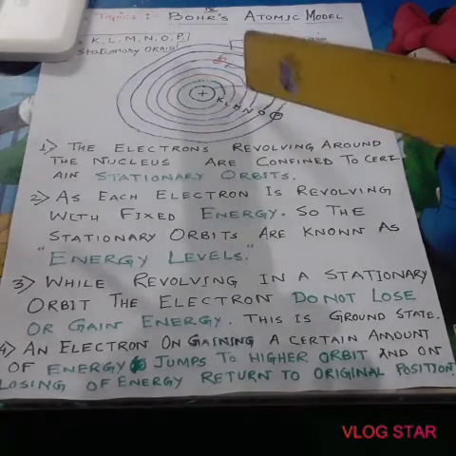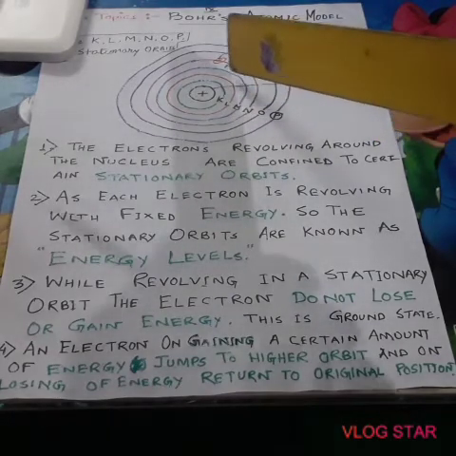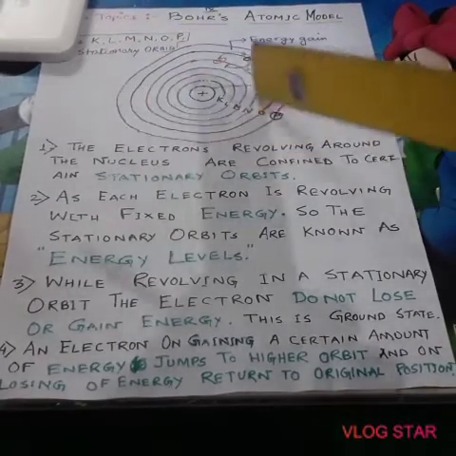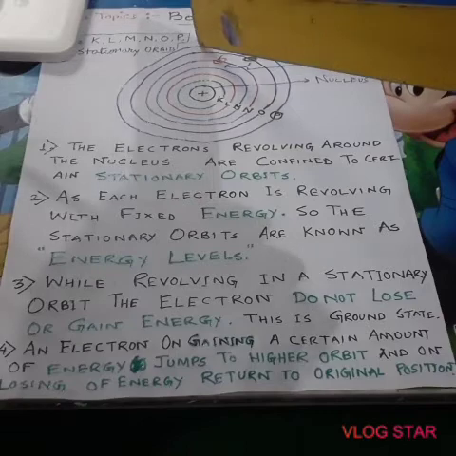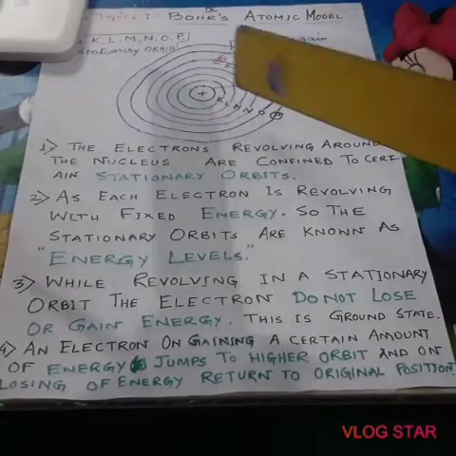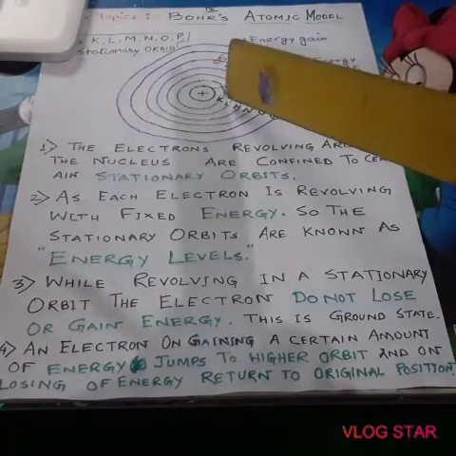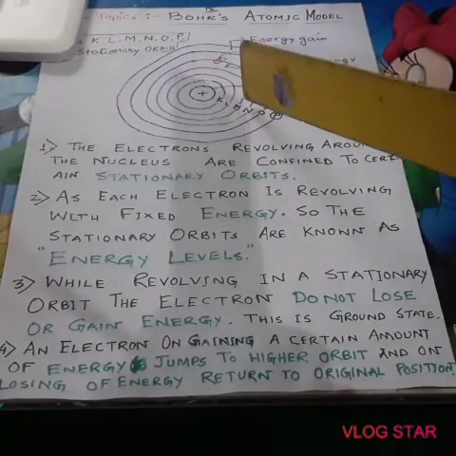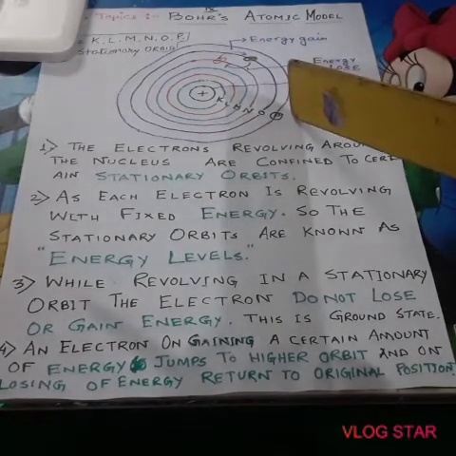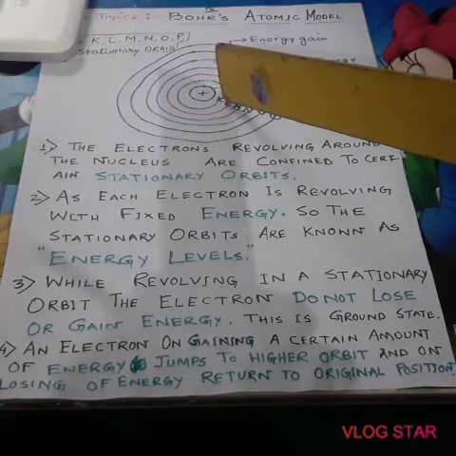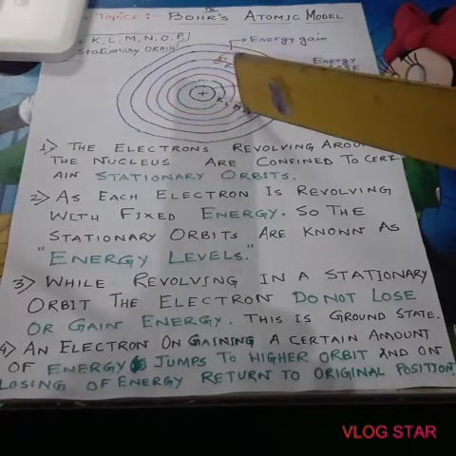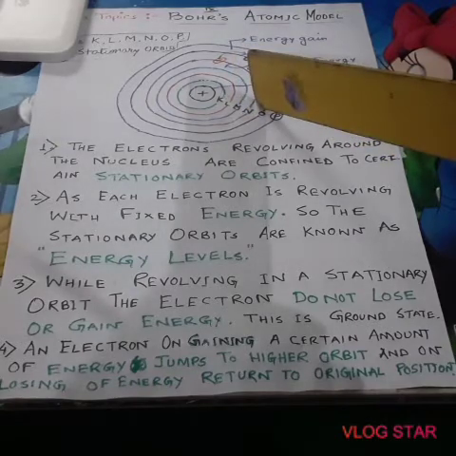The path along which an electron revolves around the nucleus is called an orbit. This one is an orbit, this one. There are so many orbits. These orbits are denoted as K, L, M, N, O, P, etc. K means first orbit, L means second orbit, M means third orbit, N fourth, and so on.